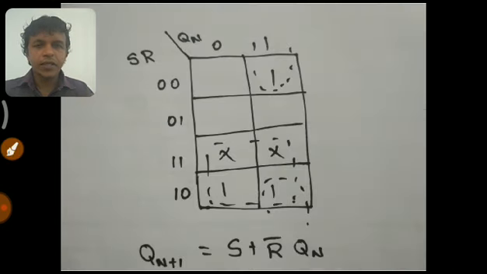Now next we shall derive the Boolean expression for the SR flip-flop. The desired output is Q of n plus 1, and this Q of n plus 1 depends on three things.